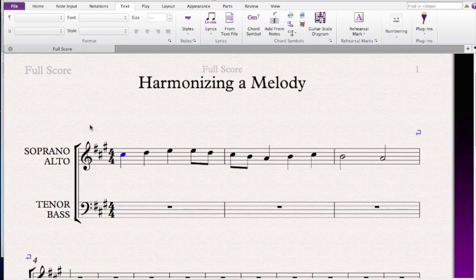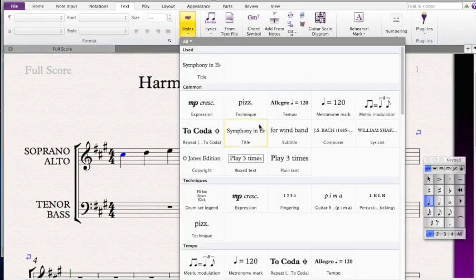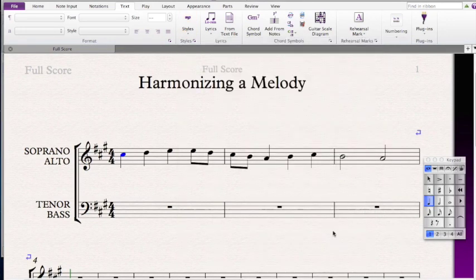Hello everyone. This video walks you through a beginning example of harmonizing a melody. So the first step in harmonizing a melody is harmonizing each soprano note with either a 1 or a 5. So why don't we do that first?